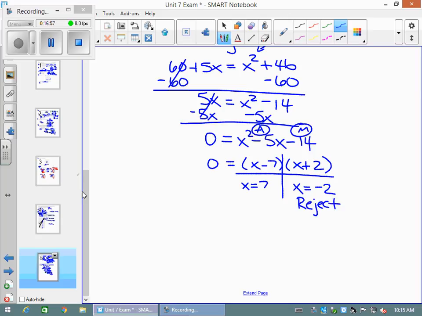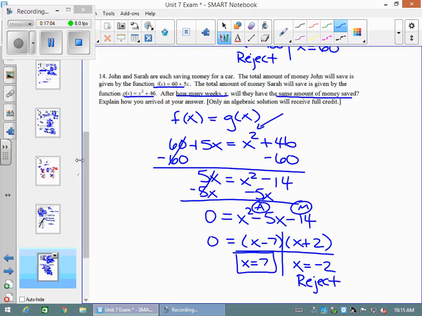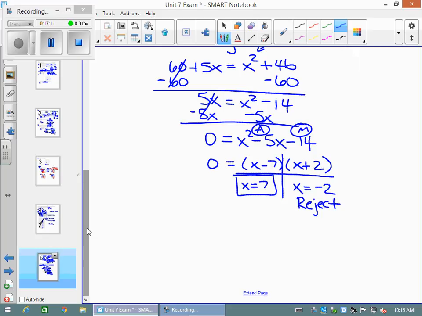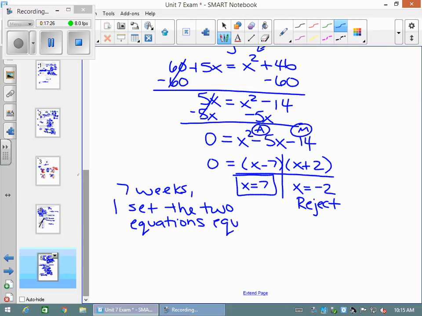And now the most important part, really, to make sure that you finish this question is to read through to the end of the question. And it asks me to explain how I arrived at my answer. So by saying after 7 weeks, this is my answer, and maybe saying I set the two equations equal to each other and solve for x. But you did have to give an explanation of the steps you took to solve for x in order to get full credit.